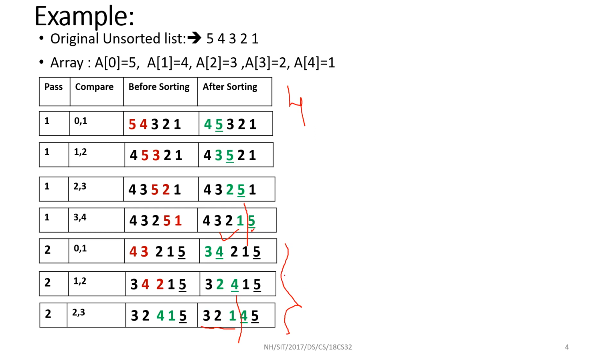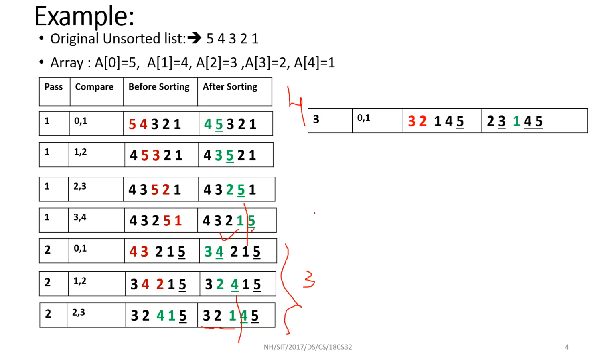In the second pass, it took 3 comparisons. Now to the third pass. In the third pass, we have to consider only the unsorted part. In the unsorted part, there are 3 elements, so 2 comparisons are required. If there are n elements, n minus 1 comparisons are required. In the third pass, we need 2 comparisons.